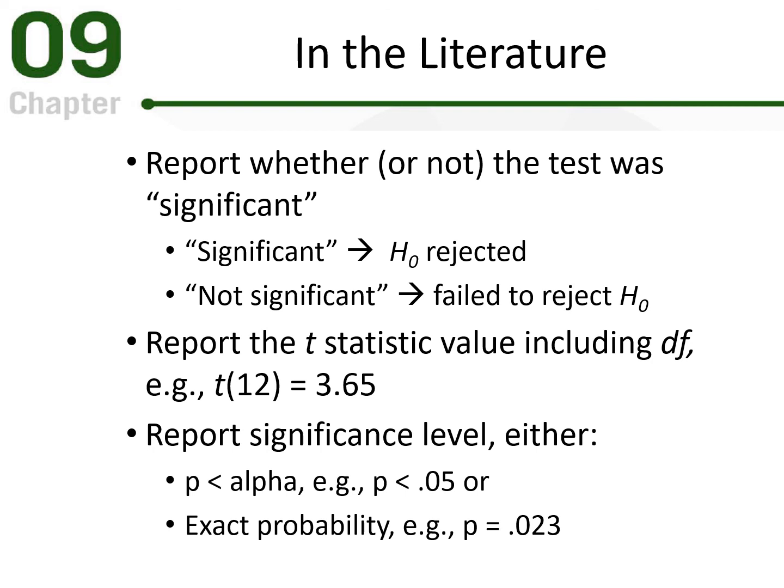And then you want to report the exact probability if possible. So if you're doing computer work, you'll have the exact probability. You'll have the exact p-value. You report that. If you're doing it by hand, you want to report that it's less than 0.05 or less than 0.01 if it's significant. Because those are the two values we mainly use, 0.05 or 0.01.